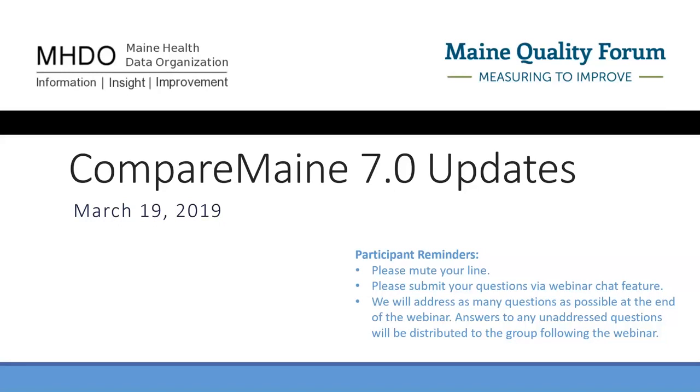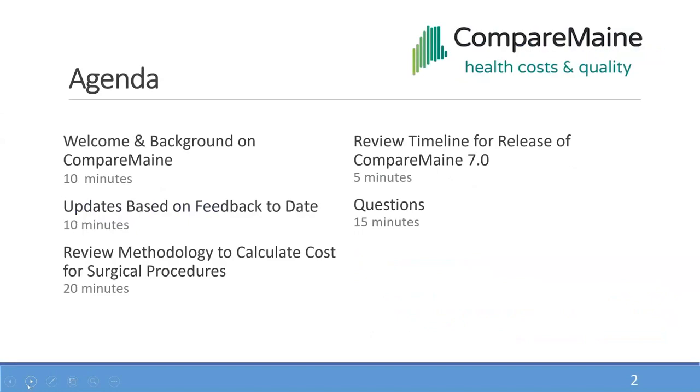So with that said, let's jump into the agenda. I'm going to spend a few minutes talking about the background of CompareMaine and level setting, and then we'll talk about updates based on feedback to date. We'll review the methodology that we're using to calculate costs for surgical procedures, then review the timeline for the release of CompareMaine 7.0, and then end with answering any specific questions that you all have.